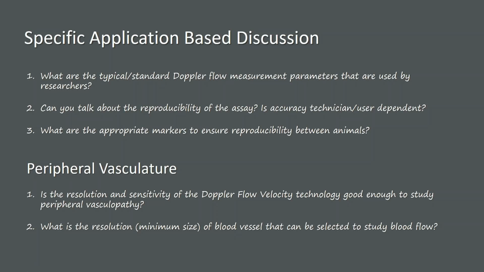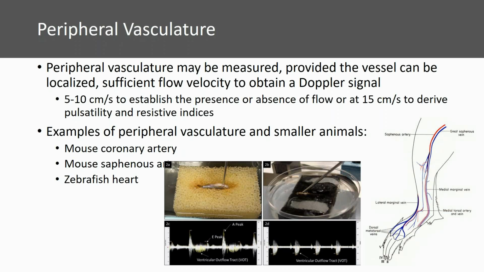And finally, I'd like to touch on the peripheral vasculature and some of the smallest blood vessels we've been able to obtain flow velocity spectrums on. It's quite difficult for us to say what the smallest blood vessel is that we can reliably obtain a flow velocity spectrum on, as there are many different vessels and many different models to speak of. However, to date, some of the smallest blood vessels that we've looked at are, for example, the coronary artery in the mouse, as we've described, and the saphenous artery in the mouse as well.